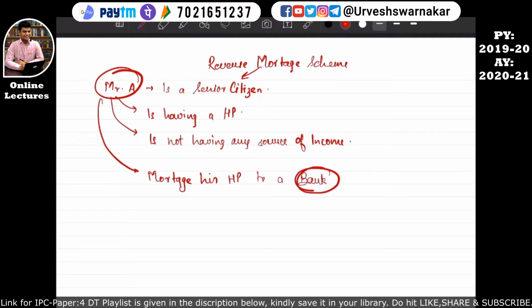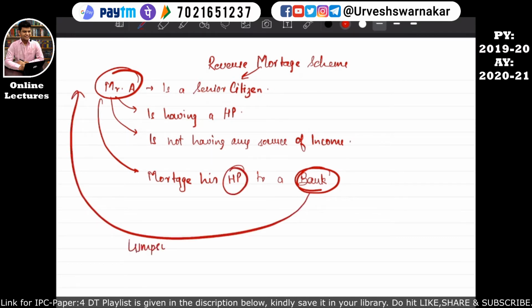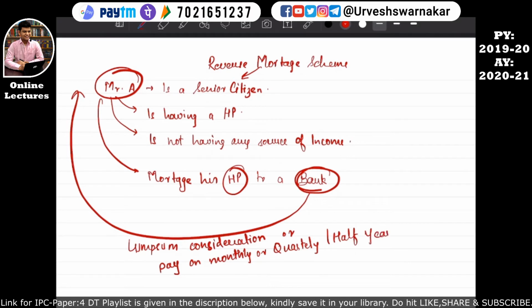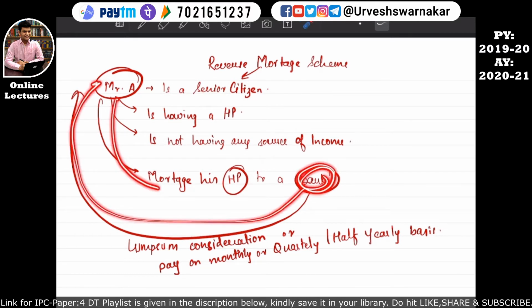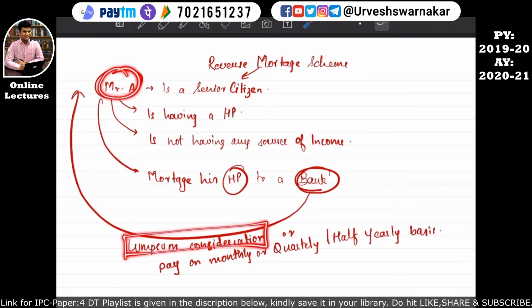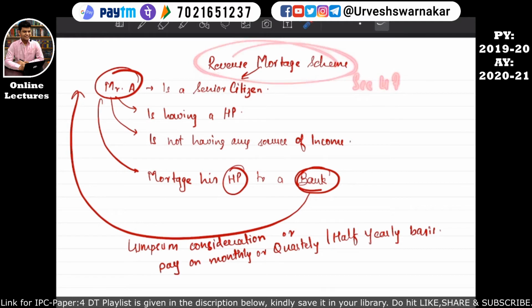and this bank, in return for the mortgage of the house property, gives this assessee a lump sum consideration, or pays this assessee, that is Mr. A, on a monthly, quarterly or half yearly basis. I hope this is quite clear. So what is the scenario here? Mr. A is a senior citizen and has a house property. He mortgages his house property with a bank, and this bank gives Mr. A a lump sum consideration. So here a consideration has been received by A, but what does section 47 say? If this kind of transaction is done by the assessee and the bank, then whatever lump sum consideration has been received by the assessee will not be considered as transfer, and capital gain will not be calculated on this lump sum consideration.